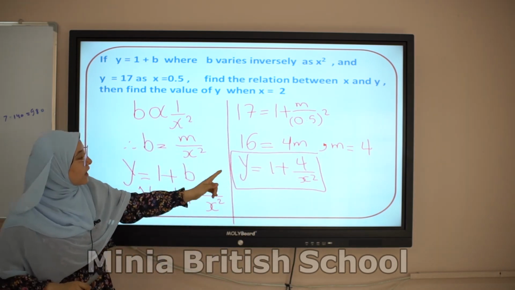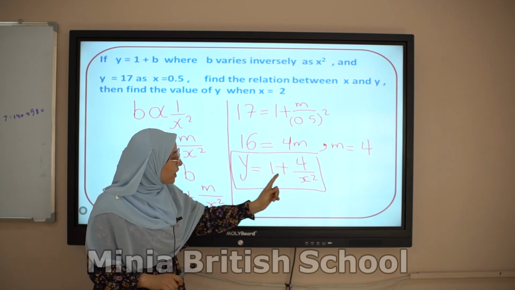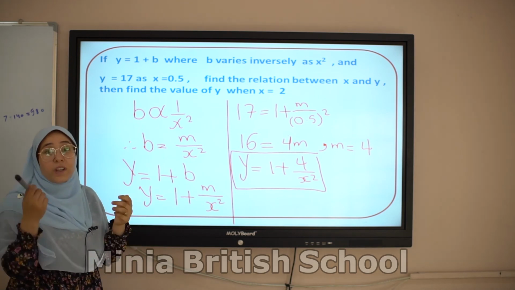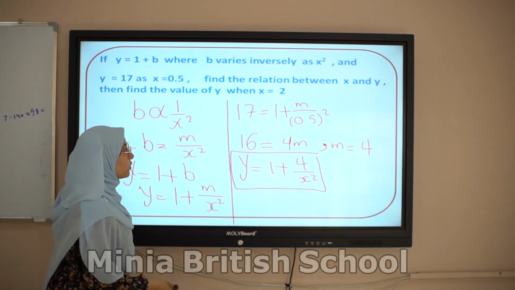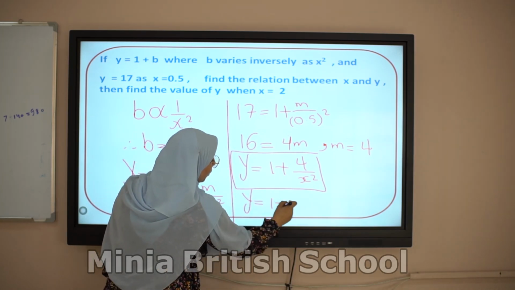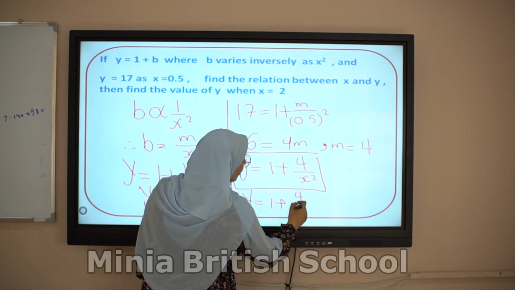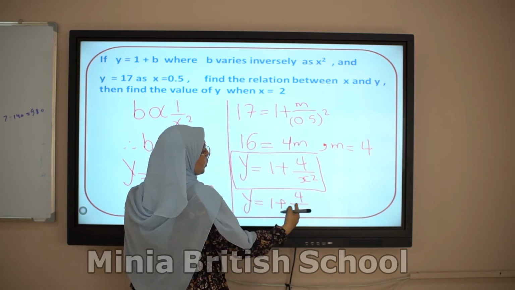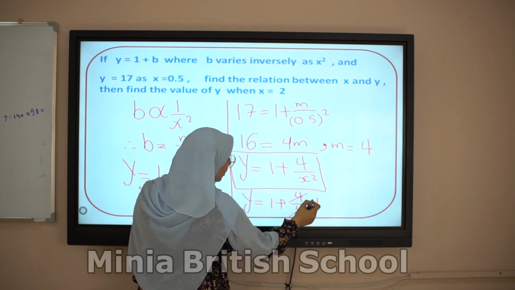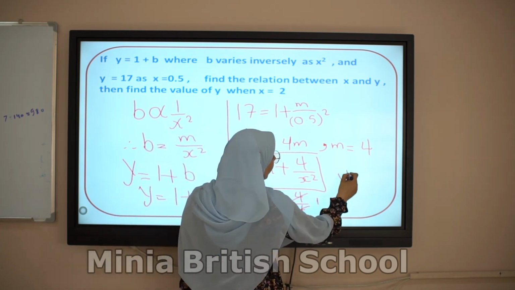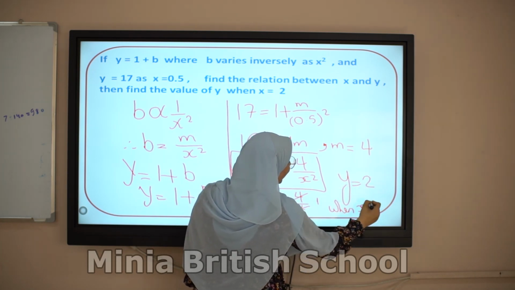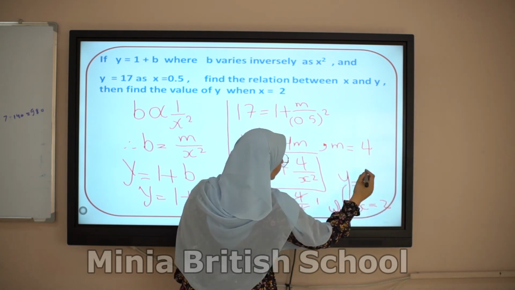The relation between x and y is y equals 1 plus 4 over x power 2. Now find the value of y when x equals 2. So substitute the value of 2 in this relation. We get y equals 1 plus 4 over 2 power 2, which equals 4. You can simplify it: 1 plus 1 equals 2. So y equals 2 when x equals 2.